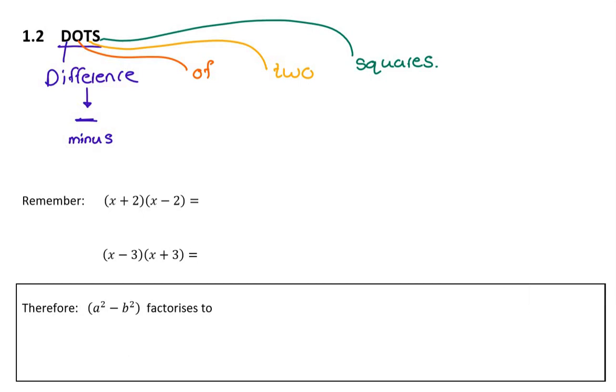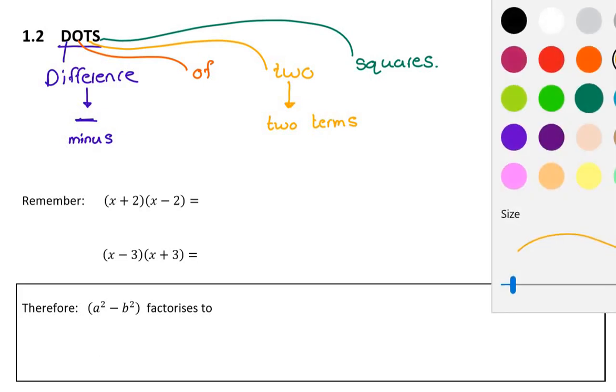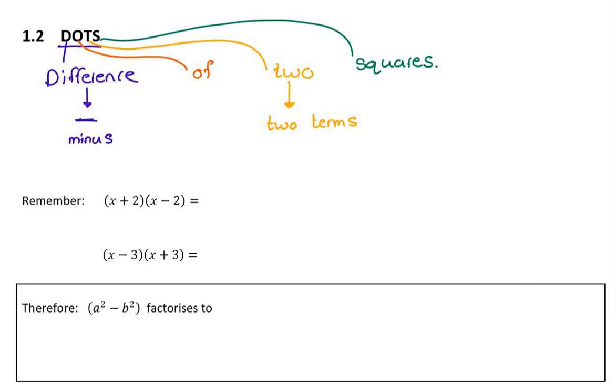Okay, 2, I know you all know what 2 means, but this is a very good hint for whether a question is a DOTS or not. You have to have 2 terms in order to be a DOTS. If you have more than 2 terms, and you can't somehow make it 2 terms, there's no way it can be a DOTS. So the only time you're allowed to factorize it as a DOTS is when your expression somehow is 2 terms.